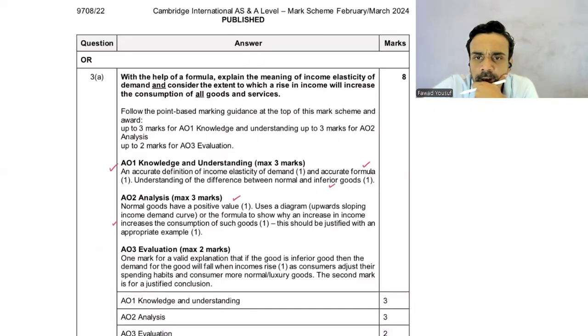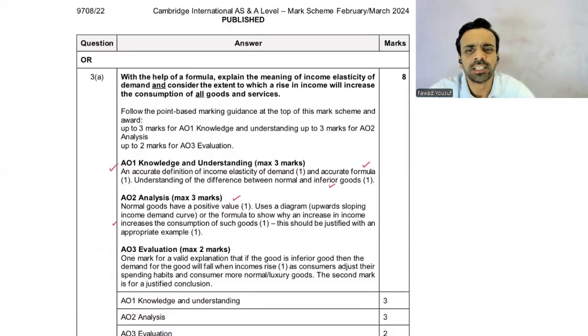So this should be justified with an appropriate example. Oh, this is what they've done. I think in my opinion we did not write the example very well, so maybe I might actually lose one mark over here because I did not write it with an example. Honestly, they did not even ask for an example. Now, this is what they do, honestly.